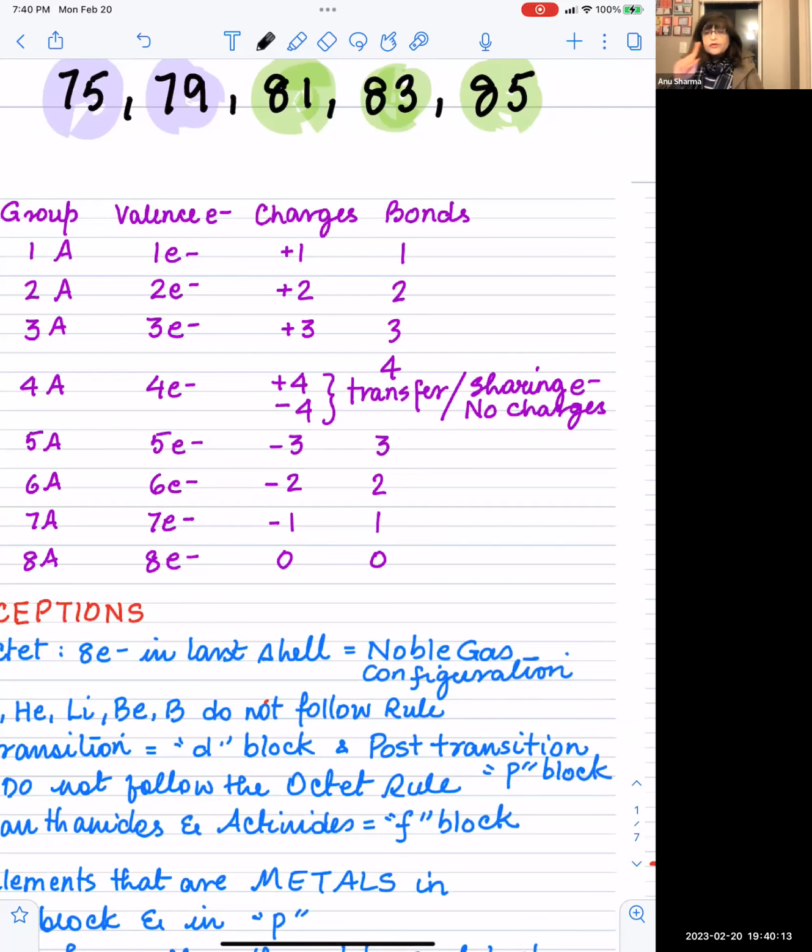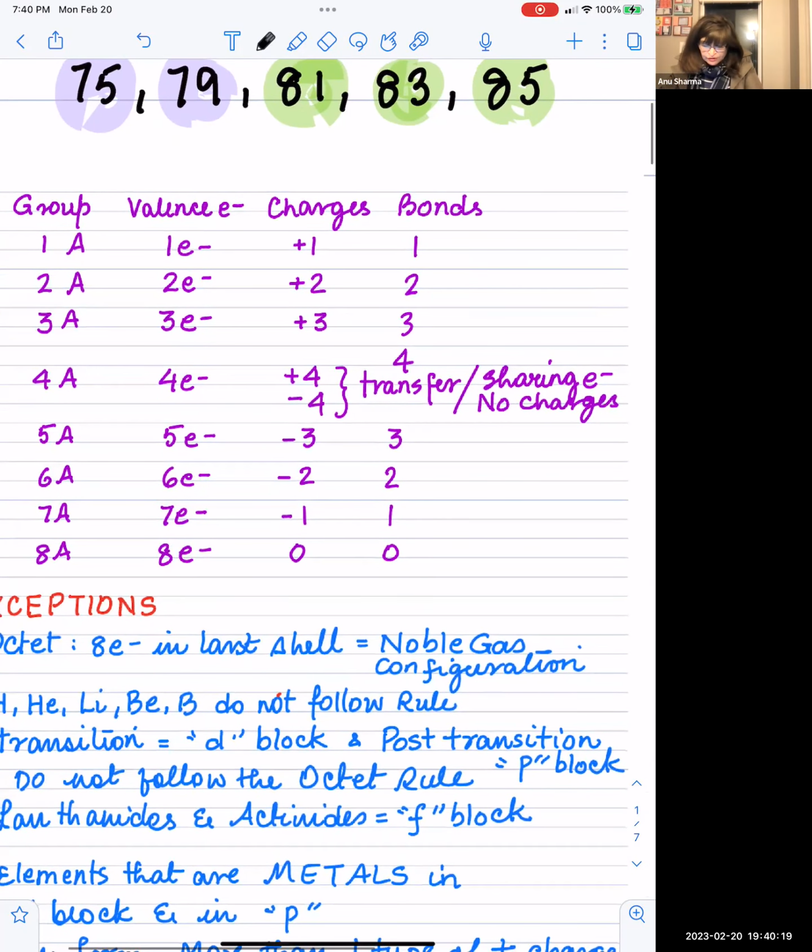So group 1A will only form 1 bond. Group 2A forms 2 bonds. Group 3A forms 3 bonds. Okay. Now comes group 4A. Group 4A, as we said, is a mixture. So they can form bonds by the transfer of electrons or by the sharing of electrons without any charges. Okay. So group 4A can have like +4 and -4 also.